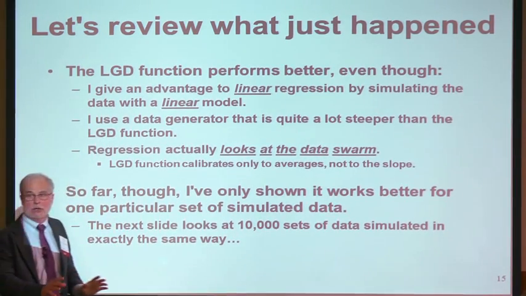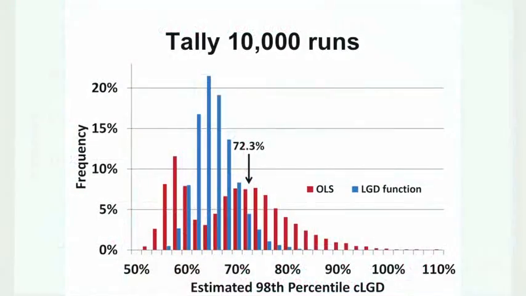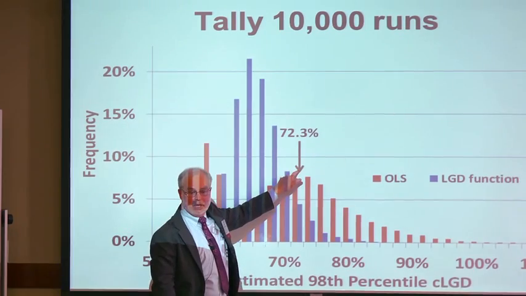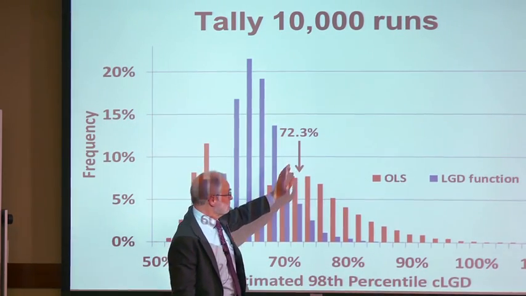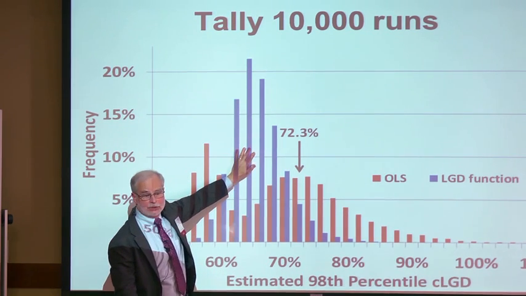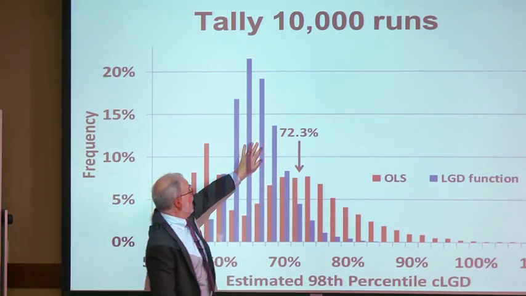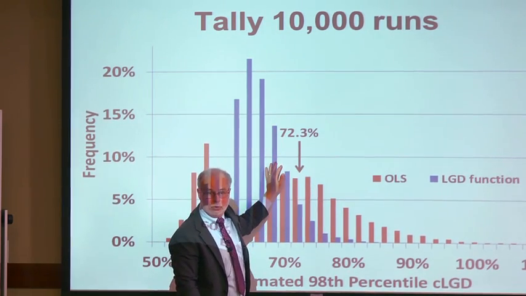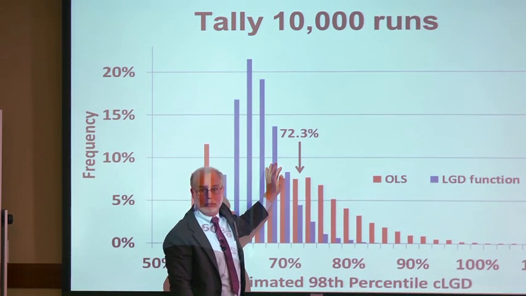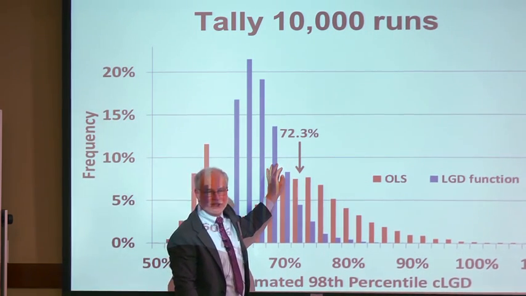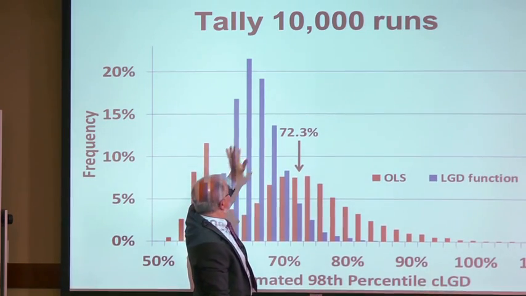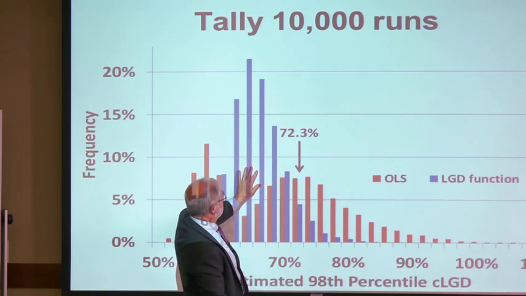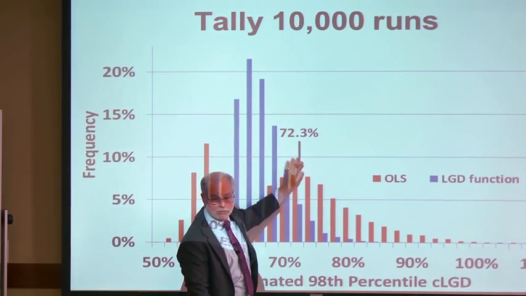Now I'm going to show you the result of 10,000 simulation runs with exactly the same setup. Everything is exactly the same except the random number generators. And this is what you get. Here's the number you're trying to estimate, 72%. Here's the histogram for the LGD function. There's this nice tight grouping here, but generally it's too low. It's a biased estimator because the slope isn't steep enough. Can't change the slope, that's baked in. So you have this nice tight distribution, but it's not perfect.